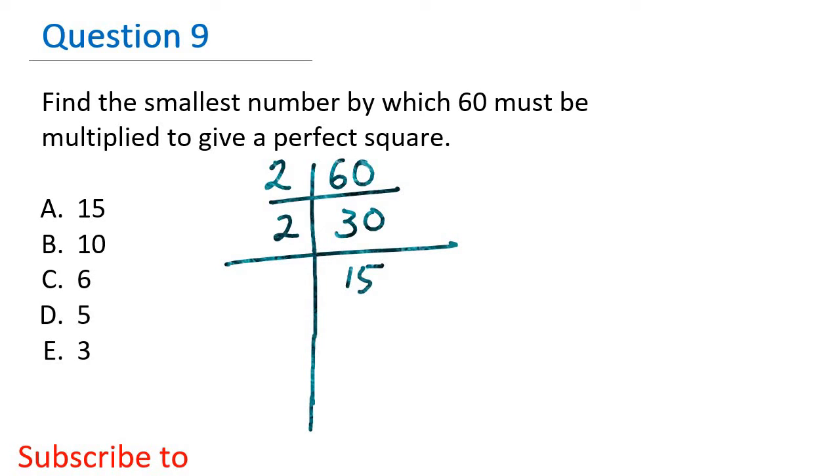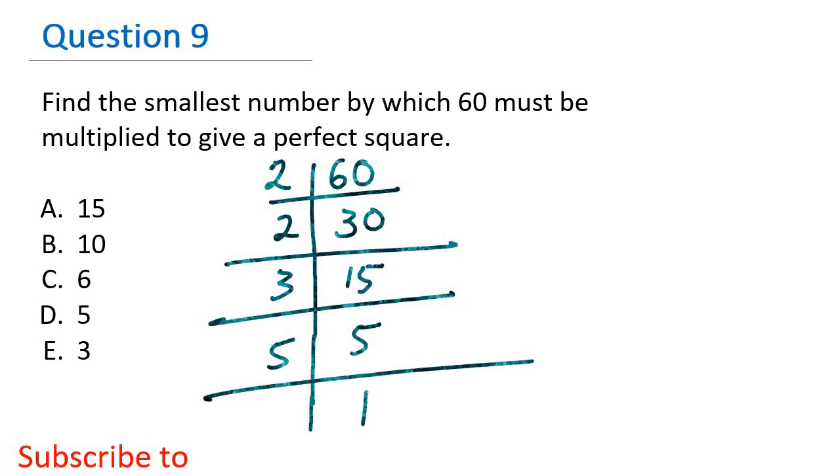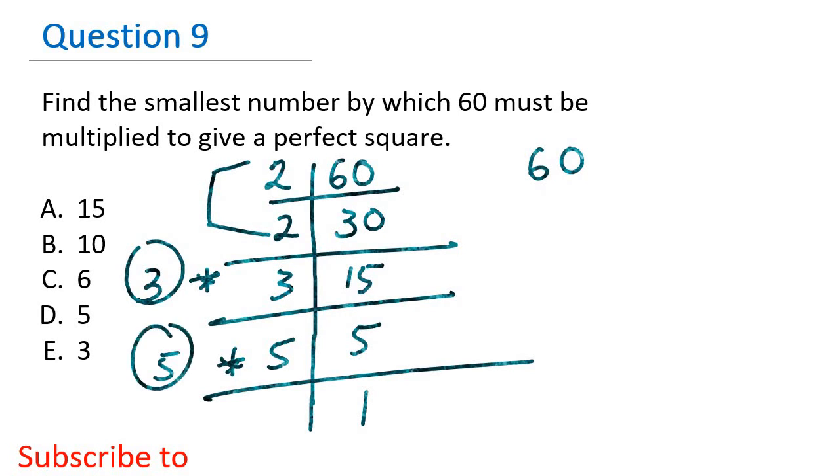15 can't be divided by 2, you go to 3. 15 divided by 3 is 5. 5 divided by 5 is 1. You know how square root works. This 2 has a pair, right? 3 does not have a pair and 5 does not have a pair. So for this to be a perfect square, this 3 must have a pair, this 5 must have a pair. So we need to multiply 60 by the extra, which is 3 and 5. 3 times 5 is 15. The answer is A, 15.